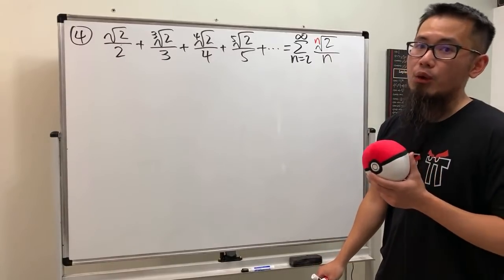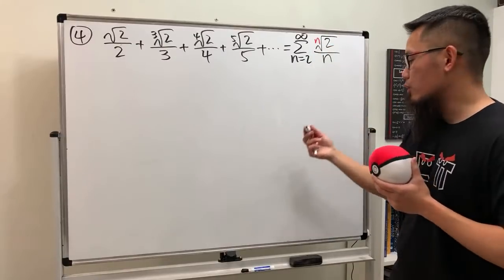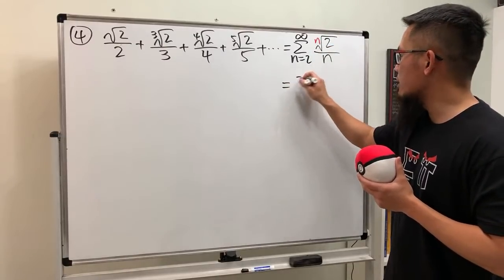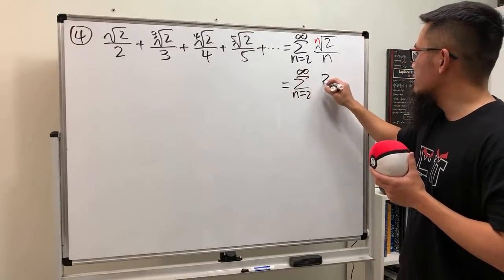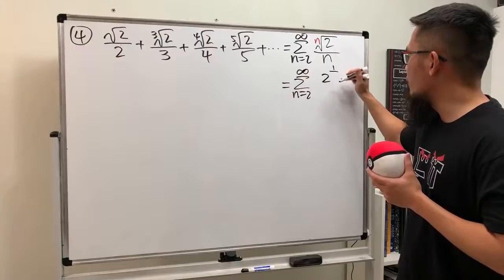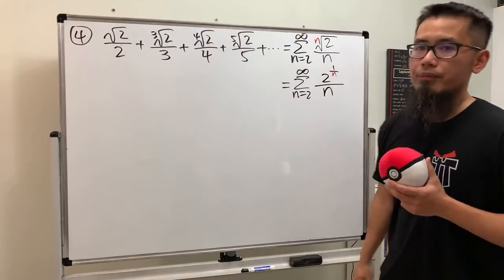And we know in calculus, we almost always look at the radicals as fractional powers, right? So let's write this down as the sum as n goes from 2 to infinity. Look at this as 2 to the 1 over n power, over n, like so. All right?